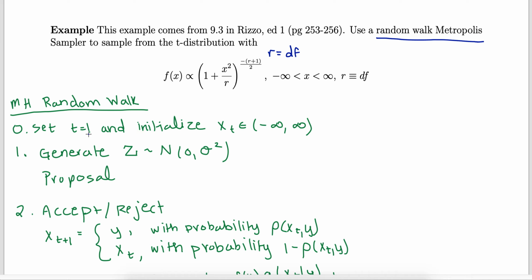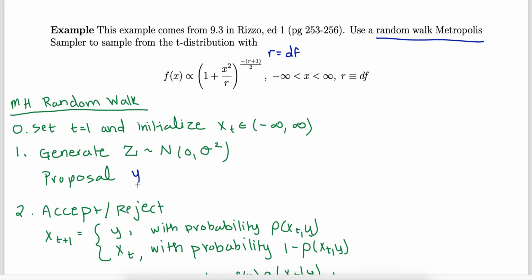We're going to first initialize our chain, set time to be 1, and initialize our chain anywhere on the real line. Doesn't matter. Then we're going to generate our proposed value. First, we need to generate a random error. I'm going to suggest from a normal distribution with mean 0 and variance sigma squared. Your random error does need to be from a symmetric distribution. So we see that here.